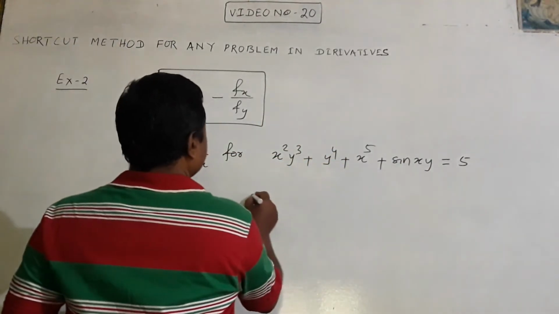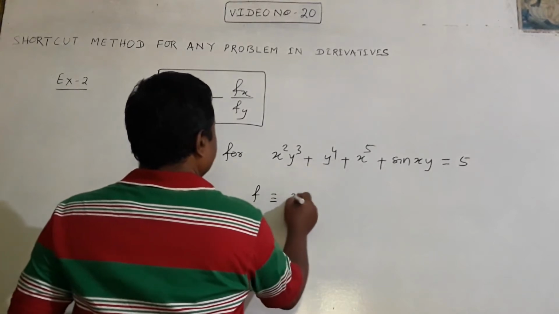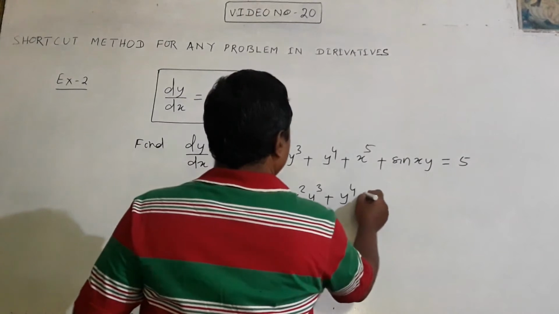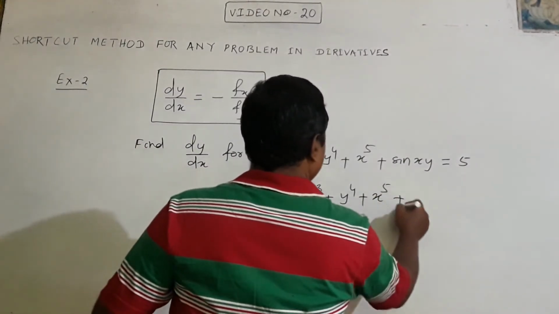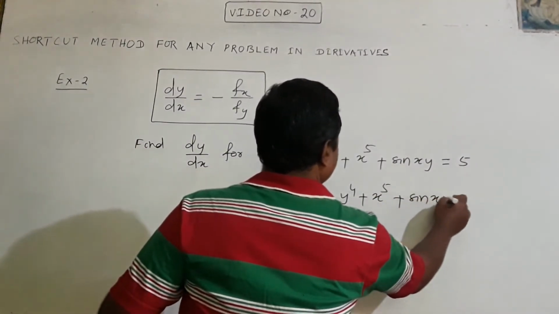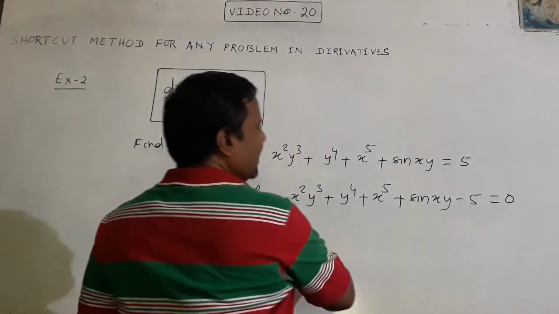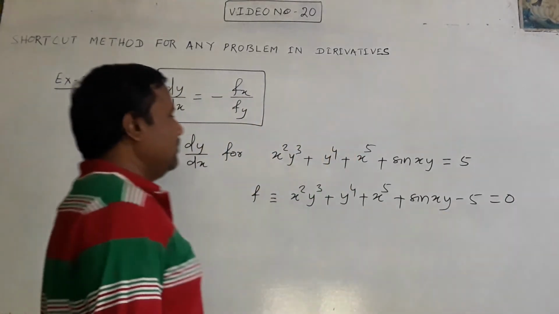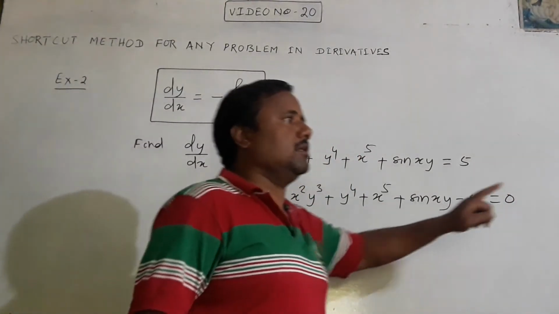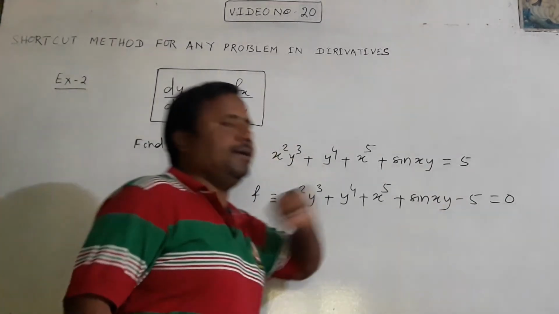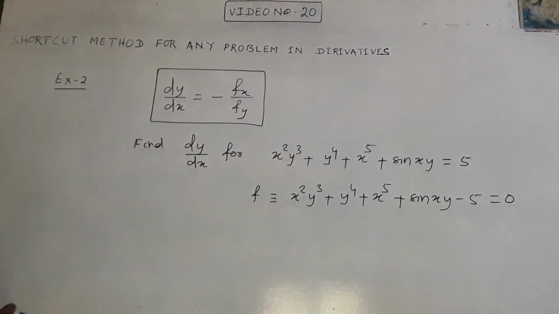This implies your f is equal to x square y cube plus y fourth plus x fifth plus sine xy minus 5 is equal to 0. You have to take one side and put that side as 0, means you should put it as an equation. Suppose the name of this function is f. Now you have to find what is fx, with respect to x.